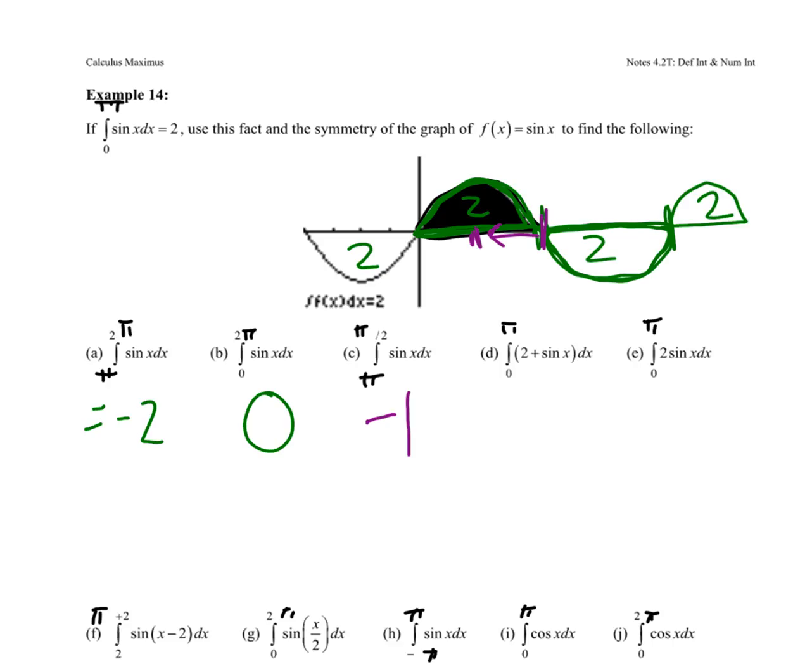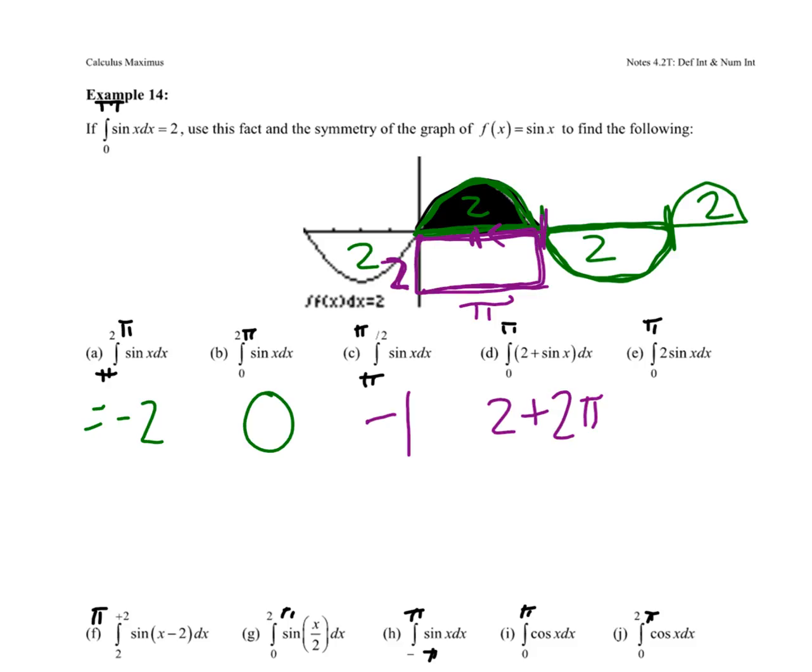Okay, this one, I'm adding 2 to sine. So I'm just taking that graph, I'm going to add 2 right under it. Add 2, there we go, this way. So how wide is this? That's pi, right? So now my area is going to be 2 plus 2 pi.